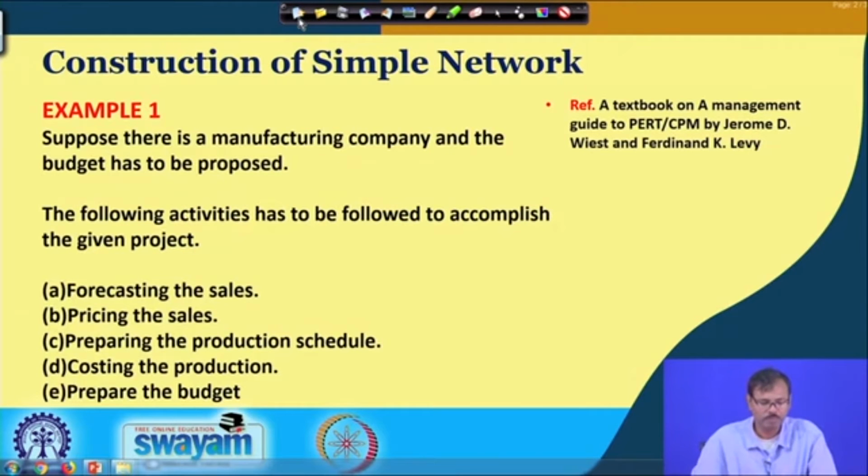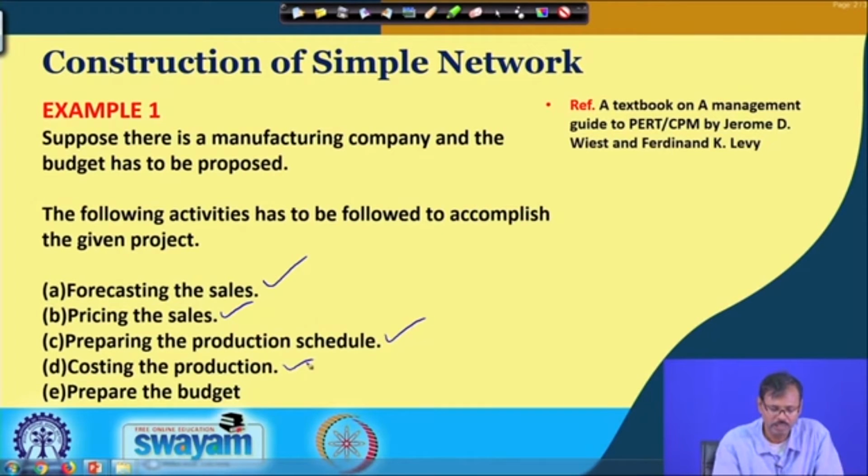What is there in this example? Suppose a company is willing to schedule some production for selling those products in the market. What is the requirement that the manufacturing company needs to carry out? Those jobs are listed here: forecasting of the sales, pricing the sales, preparing the production schedule, costing the production and preparing the budget. That means the company carried out the analysis and found what market is available in which the company can sell its product.